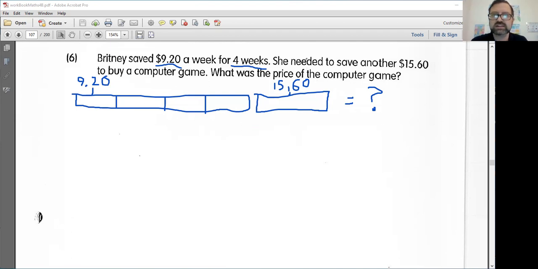No, because it says she needed to save another $15.60 to buy the game. So then I'm going to add this. Here's a little plus sign here. Add this to 15.60, and that should give us the price of the game there. All right, so once again, $9.20 times 4.